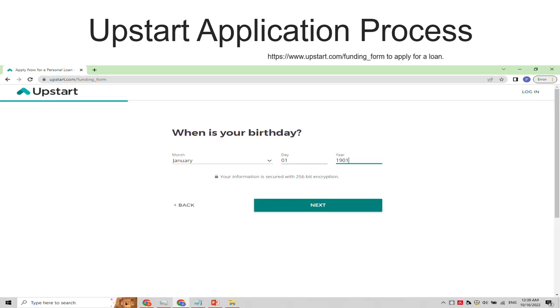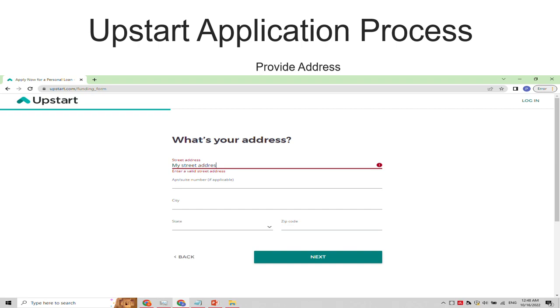Then we have to provide the date of birth, and then the address. The Upstart platform uses the address and the name to look up your credentials and validate them, to check the creditworthiness and to approve the loan amount. If they are not able to validate your address against your name, they are going to require your social security number to match the same.